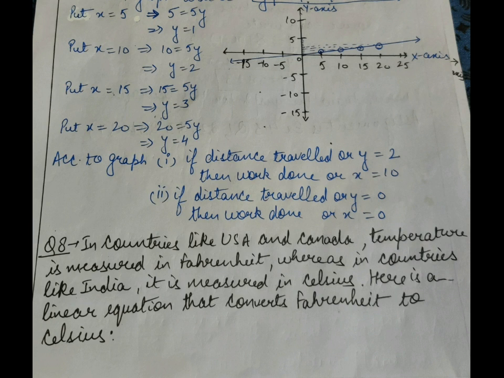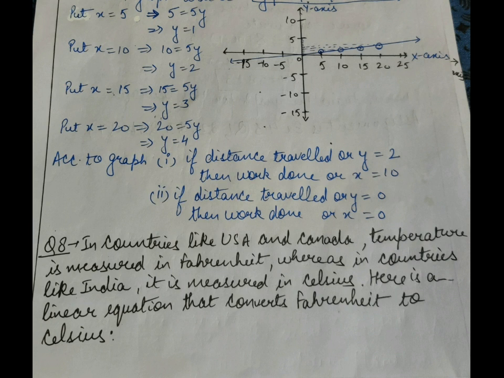So according to the graph, in our first part, distance travelled is given to us, that is y is equal to 2 units. According to the graph, work done, that is x, will become 10. In the second part, again distance travelled is given as y is equal to 0 units. So work done, that is x, will become 0 from the graph.